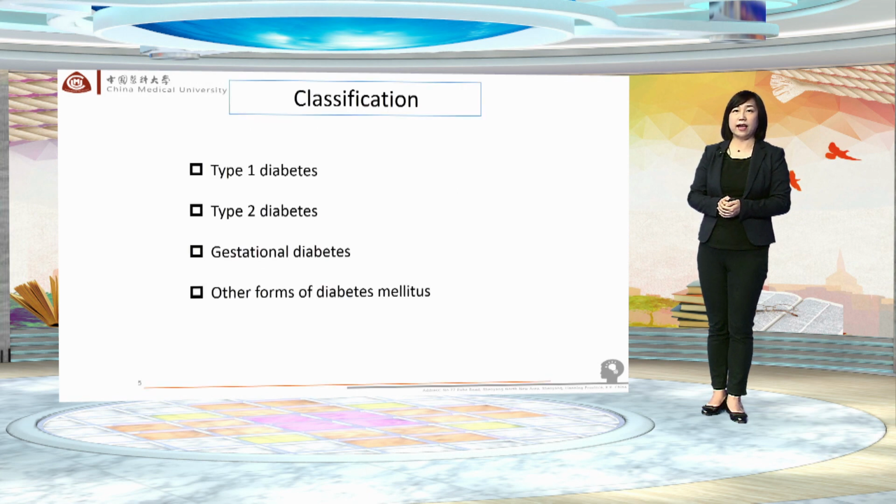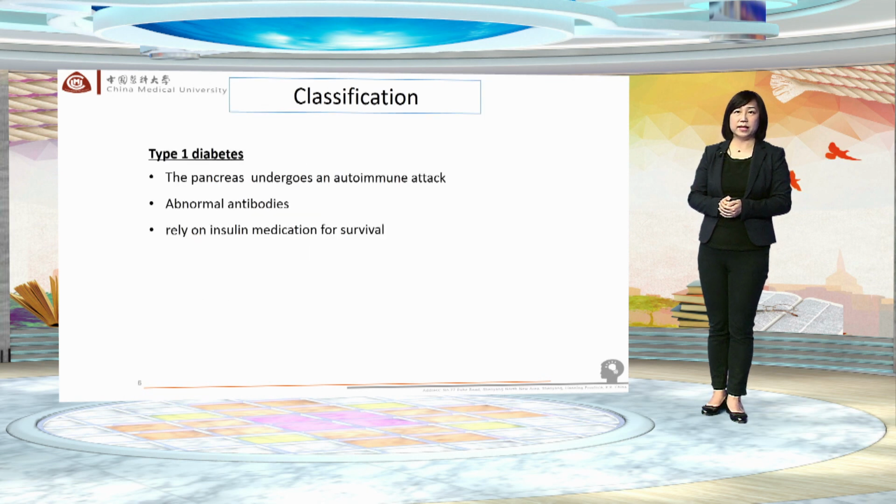Next, let's take a look at the classification of diabetes. The classification of diabetes includes type 1 diabetes, type 2 diabetes, gestational diabetes, and other forms of diabetes. Different types of diabetes have different pathogenesis and characteristics. About type 1 diabetes, the pancreas undergoes an autoimmune attack by the body itself and is rendered incapable of making insulin. Abnormal antibodies have been found in the majority of patients with type 1 diabetes. The patient with type 1 must rely on insulin medication for survival.